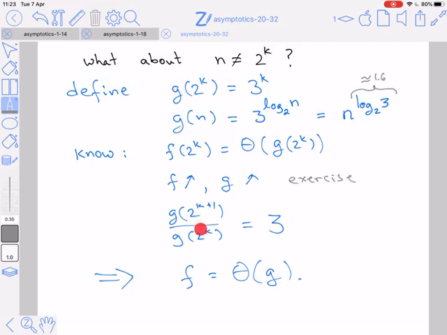G is well behaved. When you multiply the argument by 2, G increases by a factor of 3. And now you apply the lemma, and you conclude that F is big theta of G. And that's what we wanted to prove.